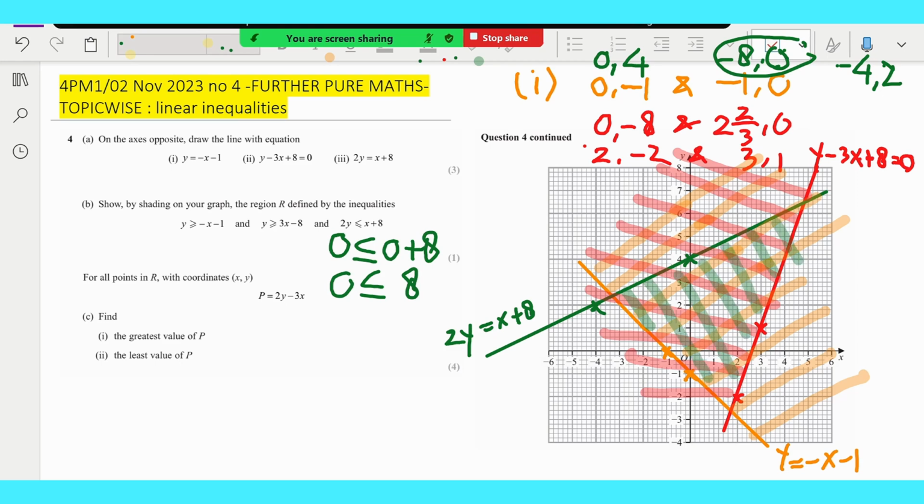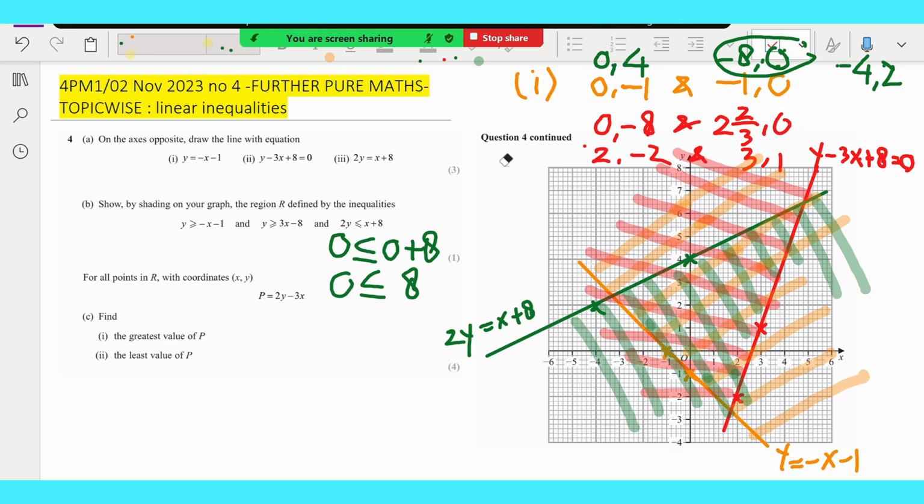So we see the part that overlaps 3 times, meaning it passes by the 3 lines, that is green, red, and orange, is this triangle. So this is our region R, this triangle.